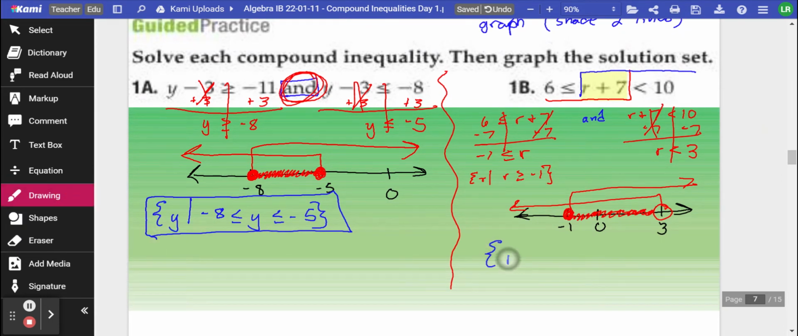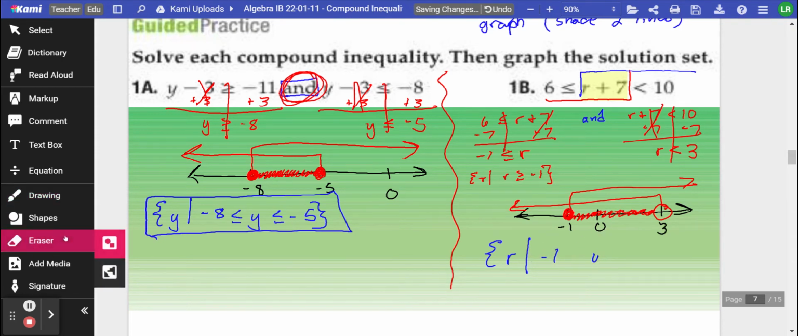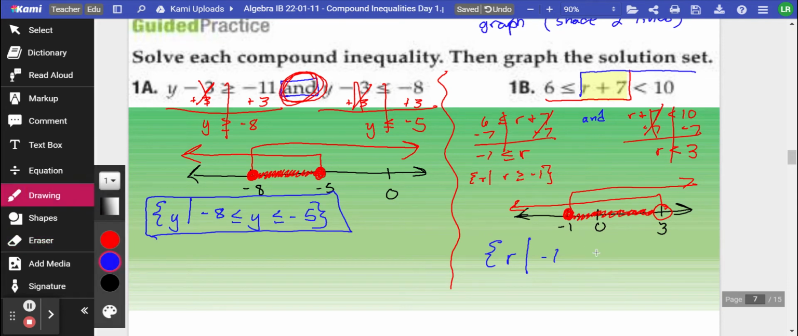Set notation: r such that. Now, this is an and statement, and it's in the middle. So I go smallest number, then my r, and then my biggest number. And we use versions of less than. That's a closed dot, so it's less than or equal to. That's an open dot, so I use a less than. Okay, and that would be my final answer.